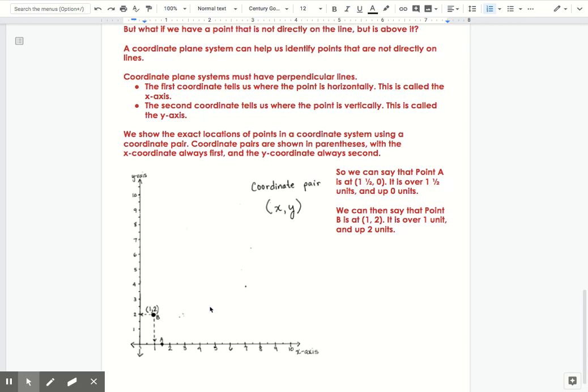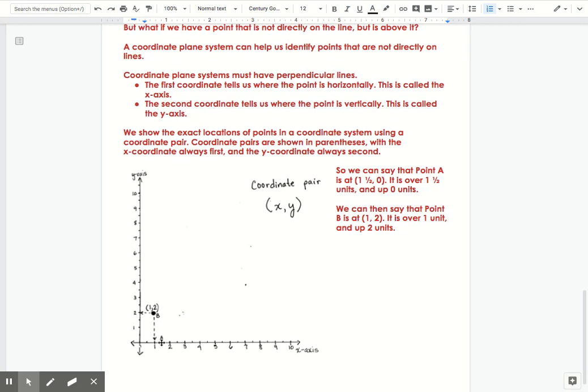Like take a look down here at point A. We started yesterday or Monday plotting points on lines, right? So point A is at 1.5 on this line. But what if we have something that's not directly on this line right here? What if we need to have something that's slightly above it? One way that we can solve that problem is by having two lines, two number lines, and we can identify the location of points by using these two lines.